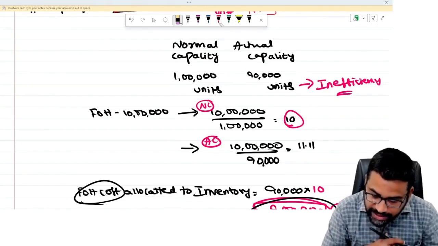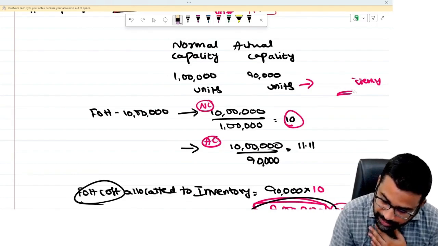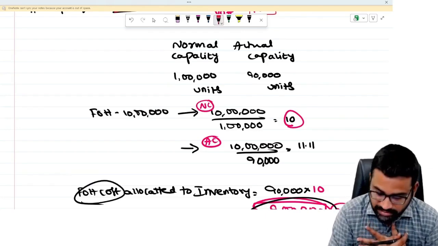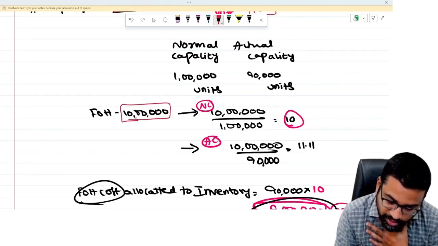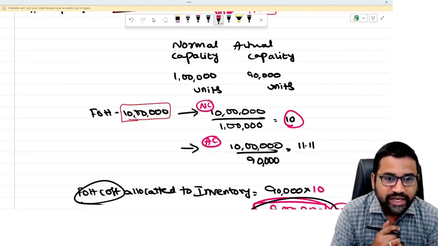See, what is the normal capacity of this entity, sir? 1 lakh units. You see here. Normal capacity 1 lakh units. Okay. Actual capacity 90,000 units. Now suppose your fixed overheads is 10 lakh rupees. Now tell me what is the allocation basis. How much of this 10 lakhs will be allocated to the inventory cost?